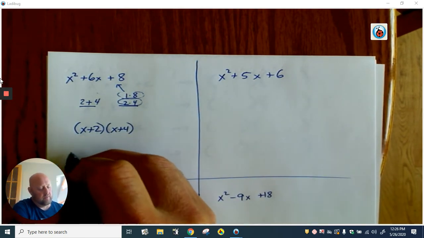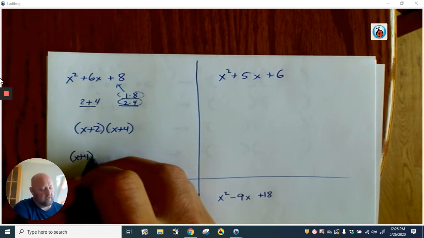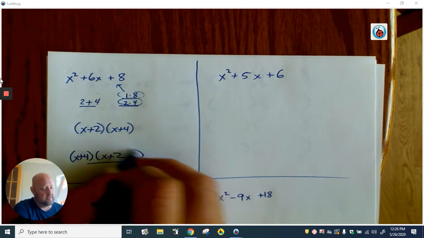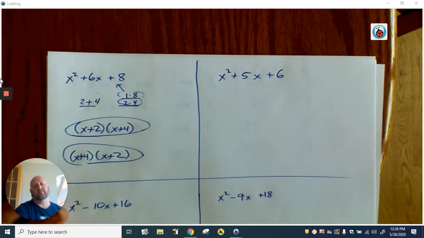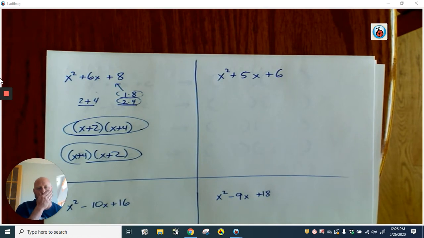And again, if you wrote x plus 4 and x plus 2, it does not matter. Either of those answers would be sufficient. Okay?